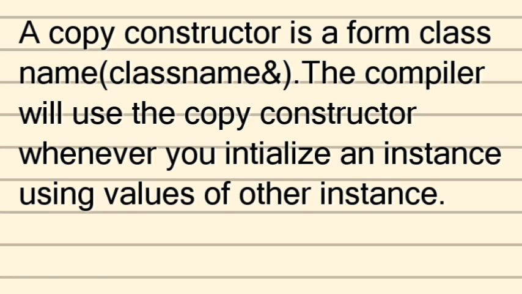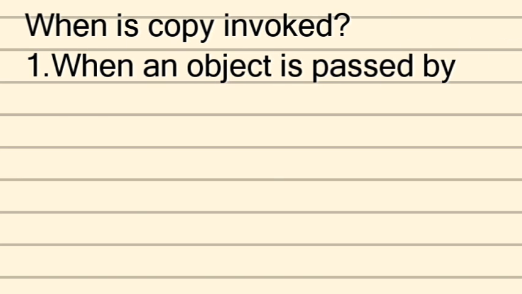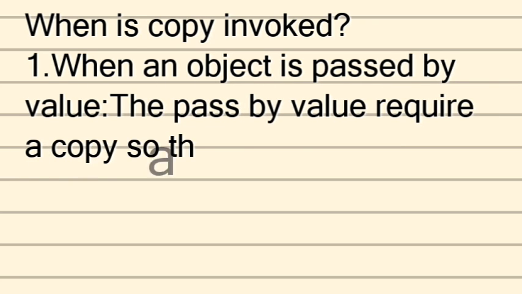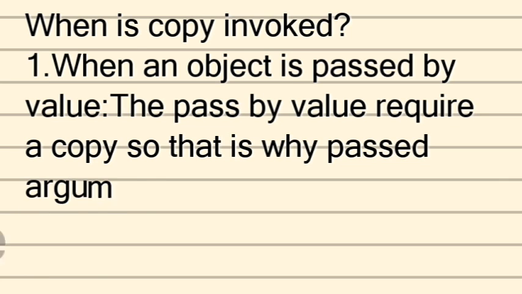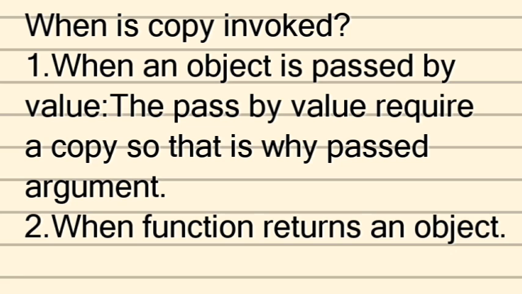When I talk about when a copy constructor is invoked, the number one case is when an object is passed by value. As we all know, there is call by value and call by reference. Whenever I want to pass by value, I am going to use a copy constructor. The copy constructor is invoked when an object is passed by value to a function. The pass by value method requires a copy of the passed argument to be created for the function to operate. So that is why we use a copy constructor in the function prototype. Whenever we call that function, the copy constructor will be invoked.